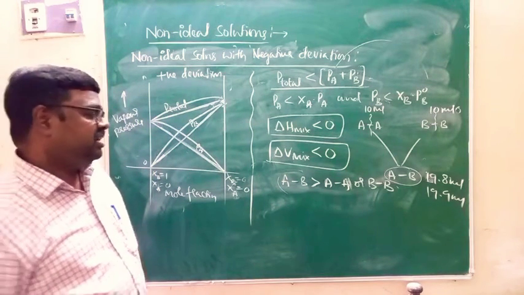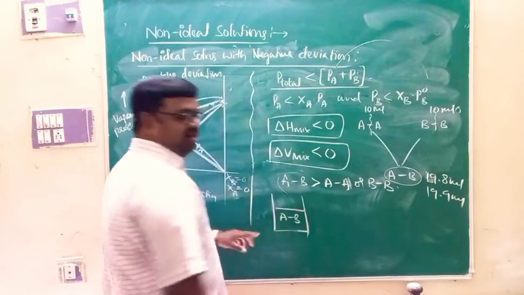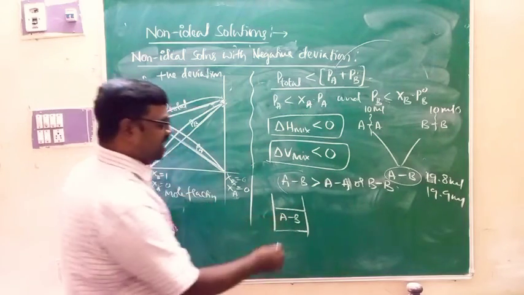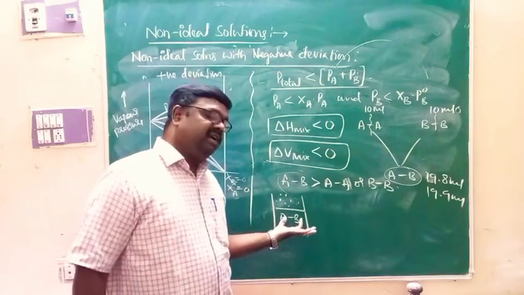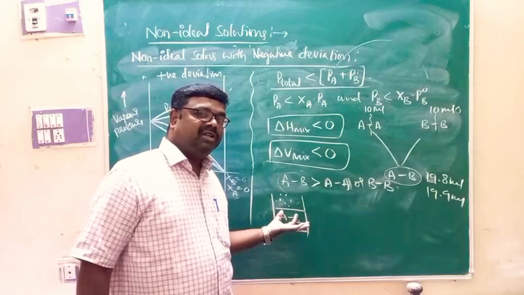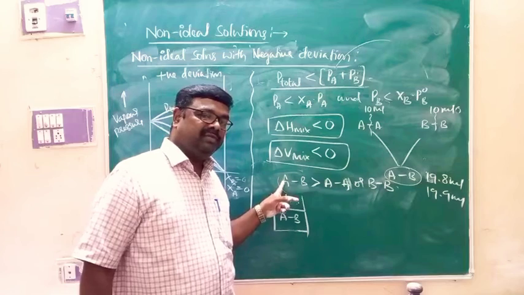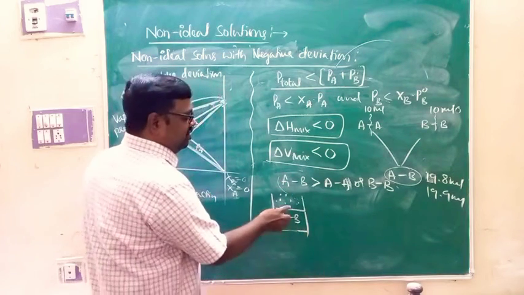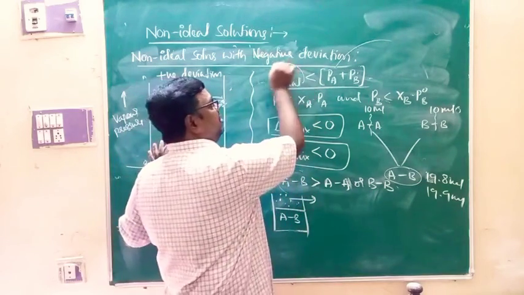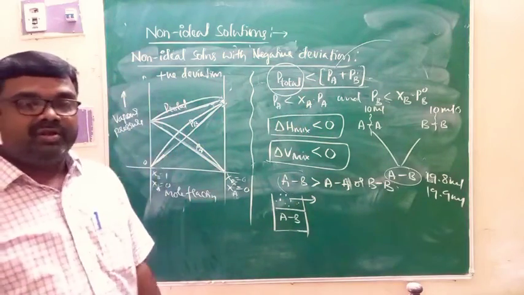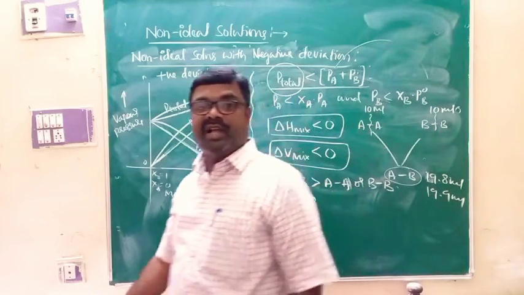Just imagine, look at this. In a solution, if AB interactions are strong, the vapors above the surface of solution will be less. AB interaction strong, less number of molecules will be escaped into the vapor phase. If weak, more number of molecules will be escaped into the vapor phase. AB interaction strong, amount of vapor on the surface of liquid is less. Therefore, vapor pressure is less. Therefore, total vapor pressure is less than that we calculate by Raoult's law.